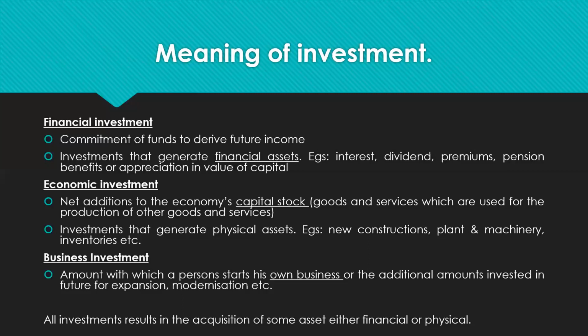Suppose you are purchasing the share of a company with the expectation of earning a financial asset in the form of interest. The money that is collected from you for giving you a share will be used by the company for the production process. So the money that was collected from you is being converted into physical asset. So financial assets will eventually get converted into a physical asset. This is with regard to the meaning of investment.